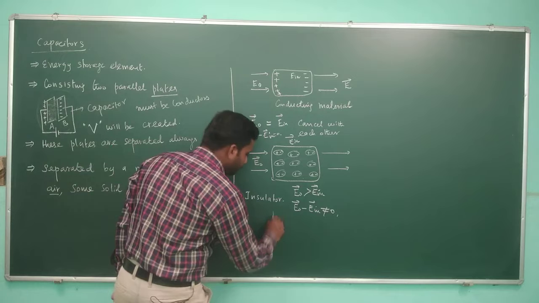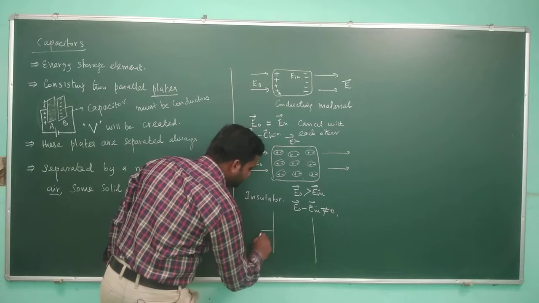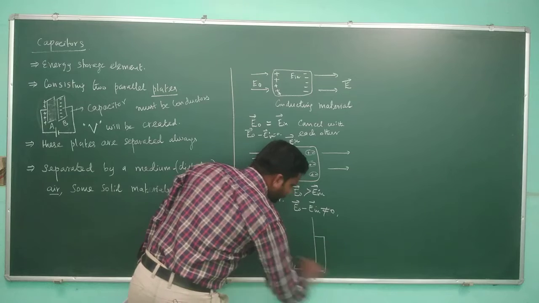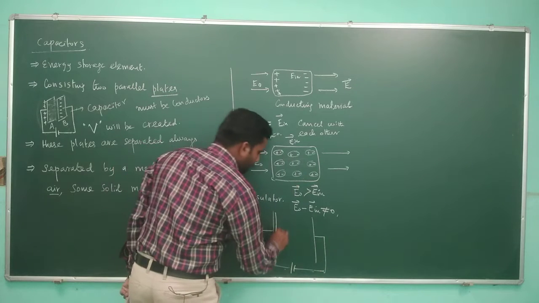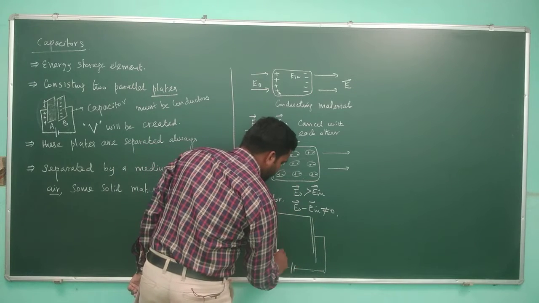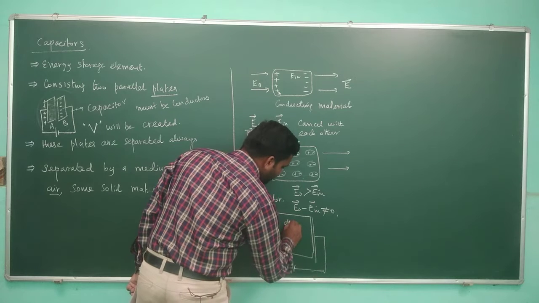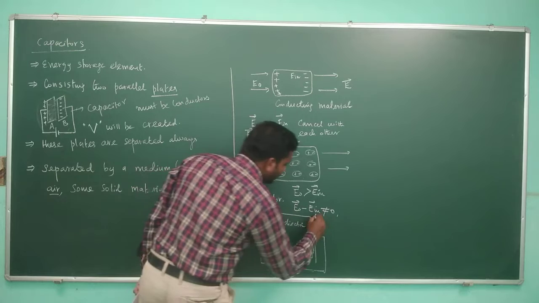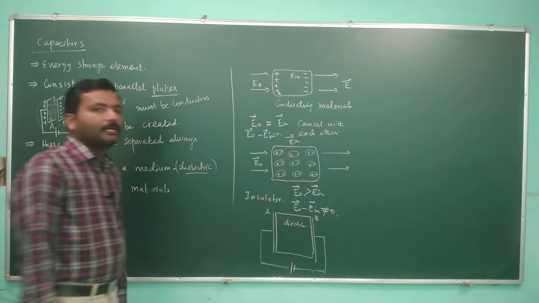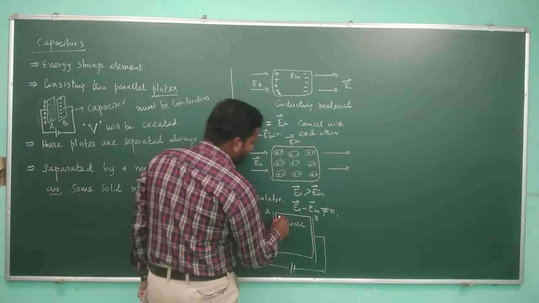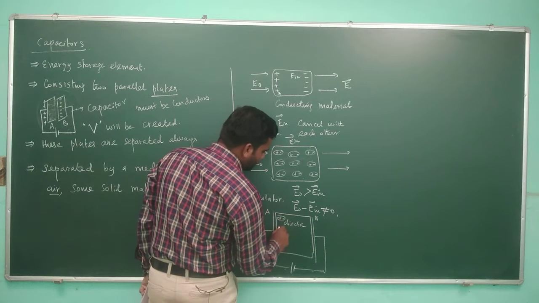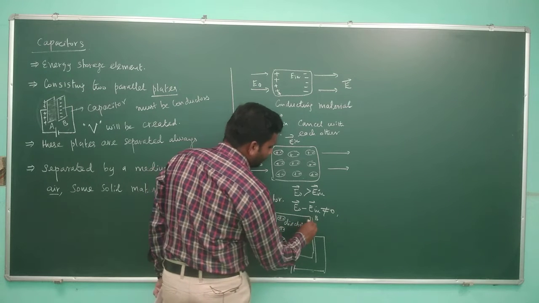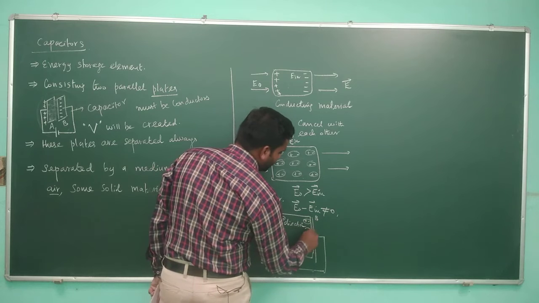Now if we put conducting plates like this, so this is a dielectric medium and A and B are conducting plates. What would happen? At the molecular level, plus charges will be aligned here, and minus charges will be aligned on this side.